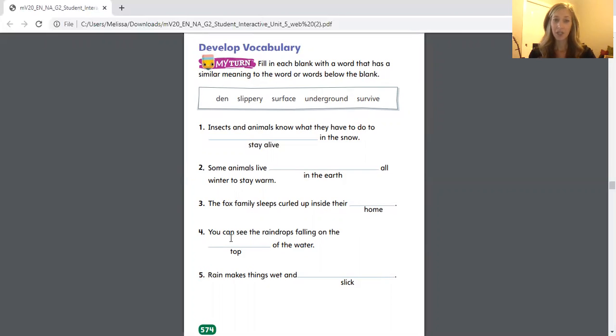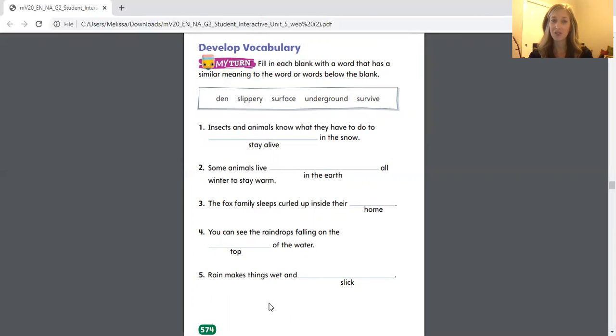Number 4, you can see the raindrops falling on the blank of the water. So top of the water, would that be on the slippery of the water or the surface of the water? If you said surface, you are correct. Number 4 is surface. So that means we know number 5 must be slippery, but let's go ahead and read the completed sentence because we know that it's going to be the synonym or nearly the same as slick. Rain makes things wet and blank. Rain makes things wet and slippery.